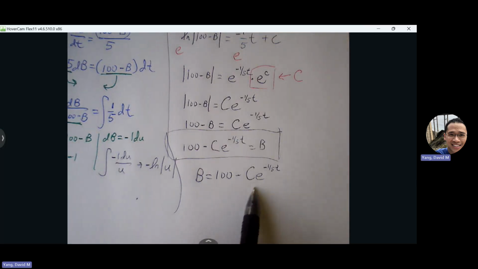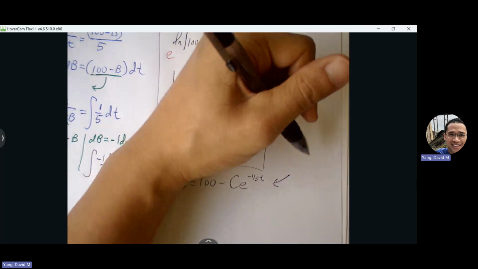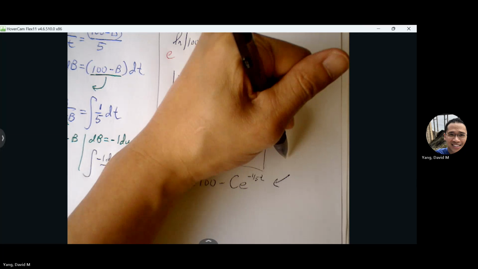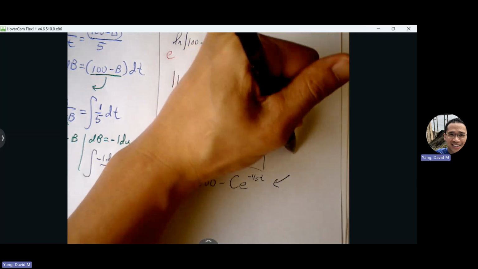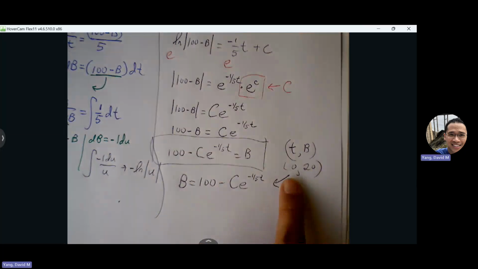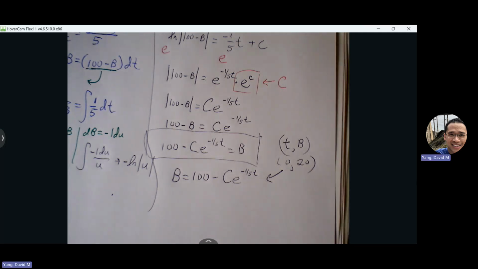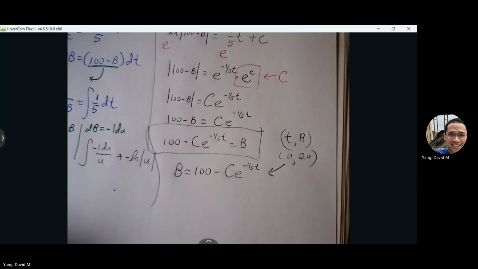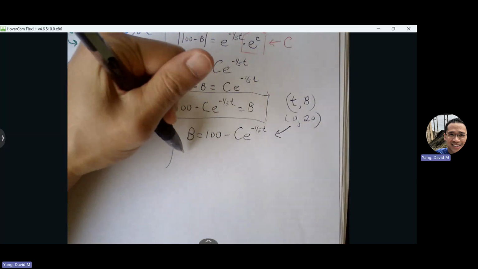But now I feel like, okay, I've solved for b, and now one last thing to do is to solve for c. We do have an ordered pair provided for us. We know there's the ordered pair (0, 20), right? At time t equals 0, the weight of the baby bird is 20 grams. So we can use that (0, 20) to help us solve for c, and then we can get our specific equation.